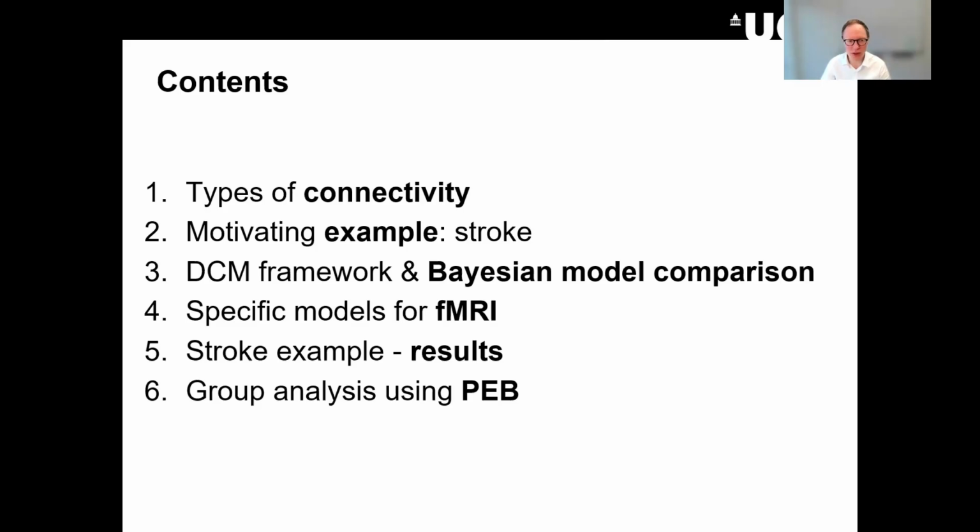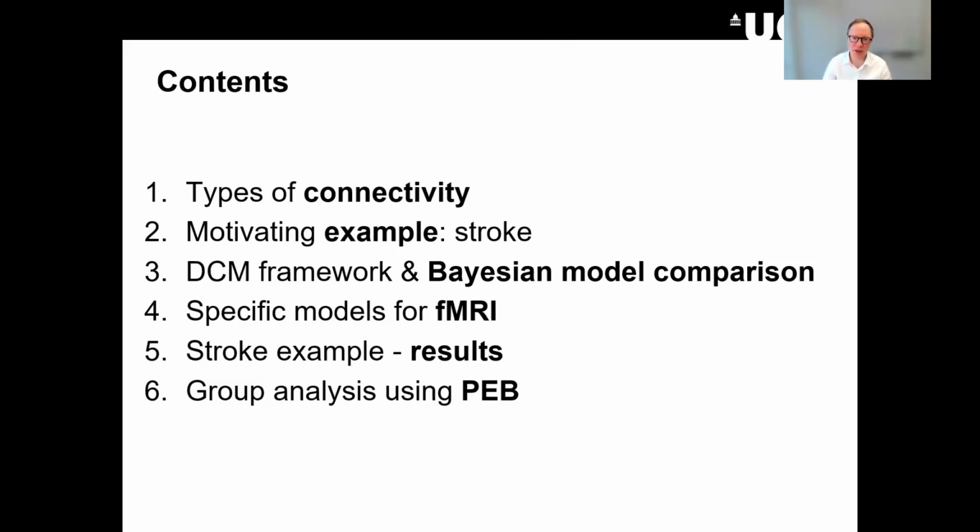And I'm going to show you an example using this framework called dynamic causal modeling, DCM. I'll talk about the framework generally, and this is relevant whether you're doing fMRI or MEG or EEG or different modalities. And then I'll come on to the specific DCM models that we use for fMRI. I'll then come back to that stroke example again and just show you what the results look like and what we can learn with this kind of methodology. And finally, we'll talk about group analysis and how you go from the single subject to the group level using something called parametric empirical Bayes, or PEB, which is a kind of random effects modeling.